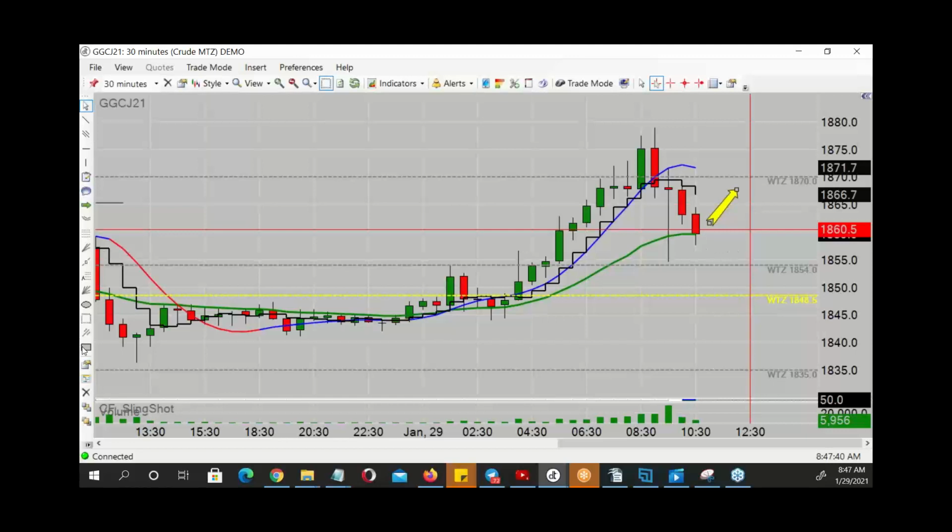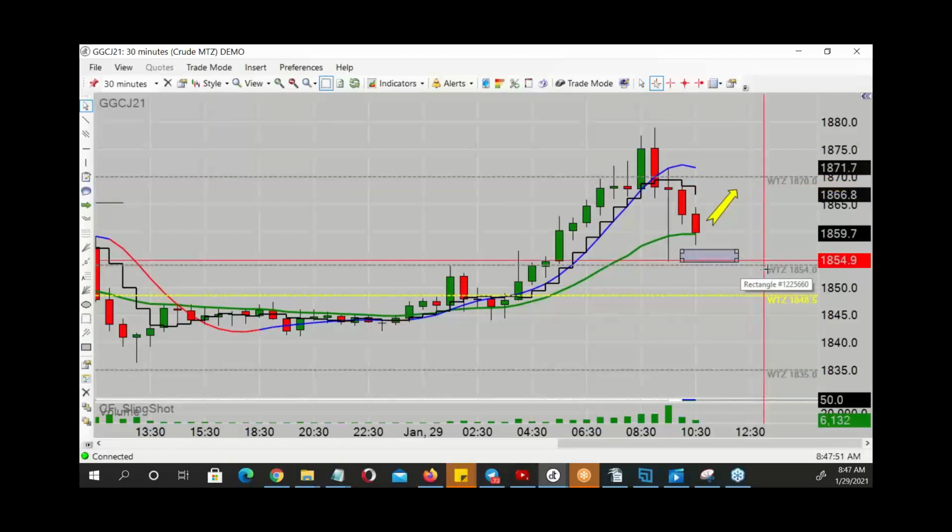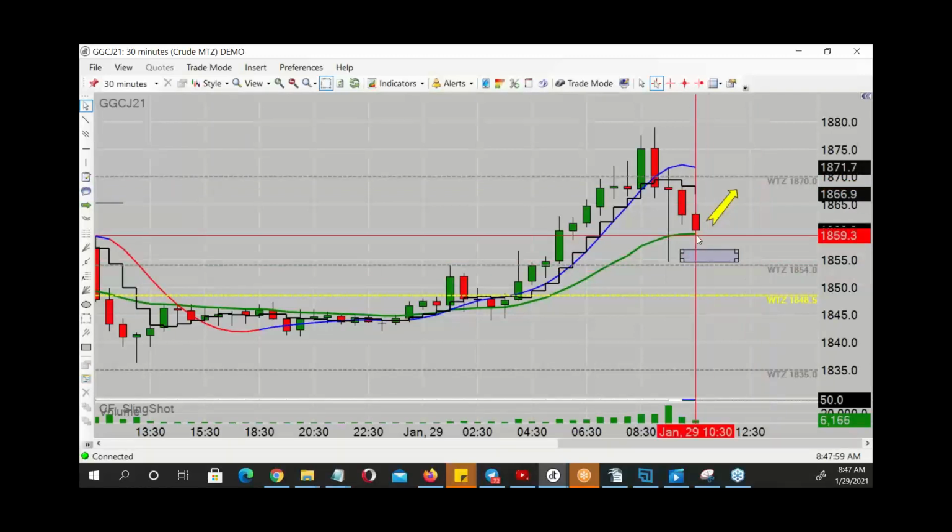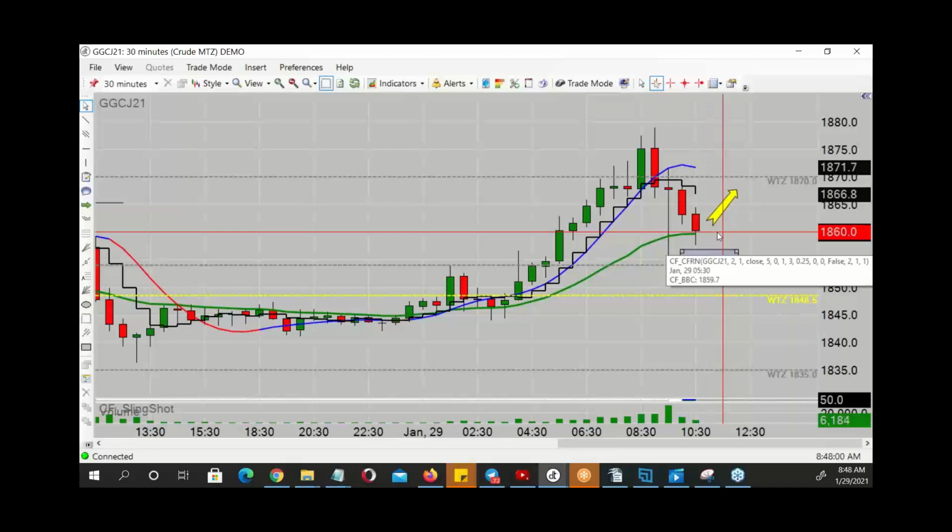If we close below the BBC, I'll publish an alert in the channel. It takes us down to this zone. So either way, we're going to have a trade in gold. We just have to be patient and let the trade develop. I don't do any counter trend trades. Now, it doesn't mean there's anything wrong with counter trend trades. They're not illegal, immoral, or fattening, but they don't have the same degree of high probability that a trend trade does.